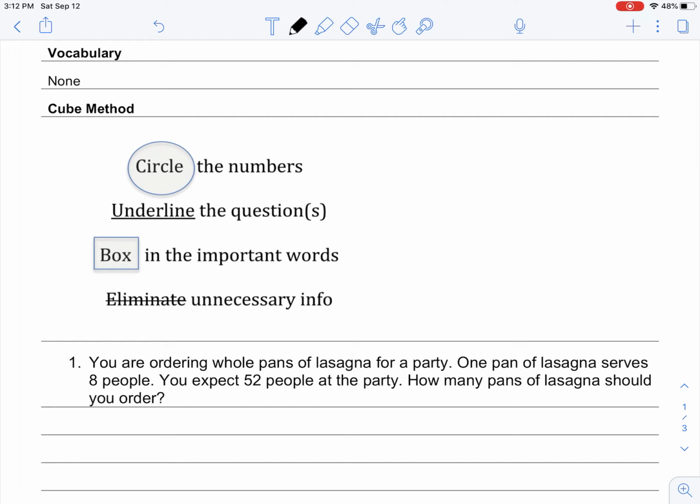So for this introduction video, we're just going to go through a quick method called the cube method for solving problems. Cube stands for circle the numbers, underline the questions, box in the important words, and eliminate unnecessary information.